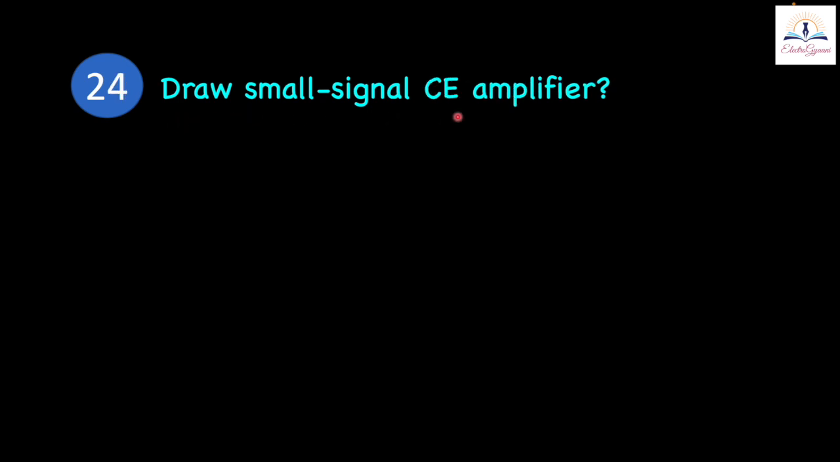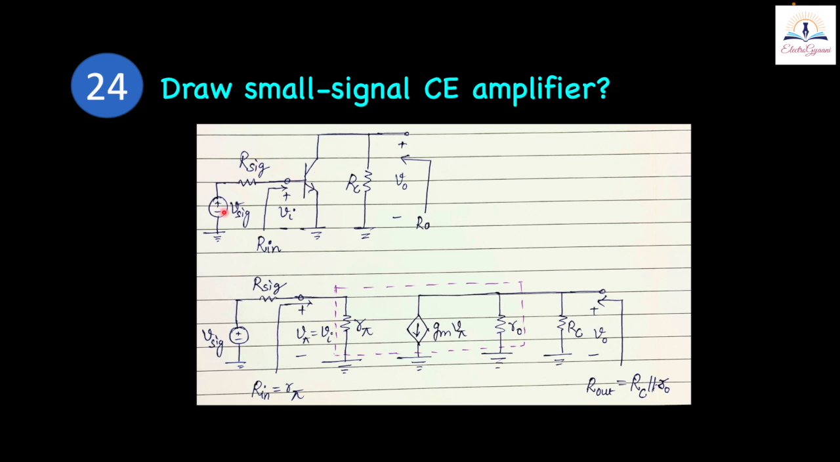Draw the small signal common emitter amplifier. Since we have already seen how we can draw the hybrid pi model of BJT, it is not going to be a big task. Let's first see what the common emitter amplifier is. So this is the common emitter amplifier. Here the emitter terminal is grounded and the input signal is given at the base. Output is taken from the collector terminal.